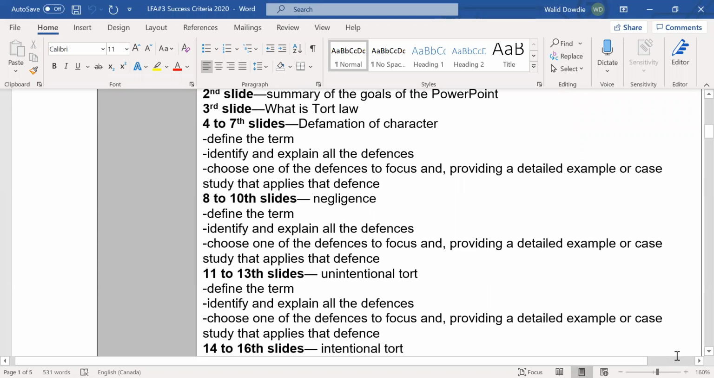Slides 8 to 10, negligence: define the term, identify the examples, explain all defenses, and again, choose one to focus on, providing a detailed example or a case study that applies to that defense. Then unintentional torts: define the term, explain all the defenses of it, and then choose the one defense to focus on, providing a detailed example.